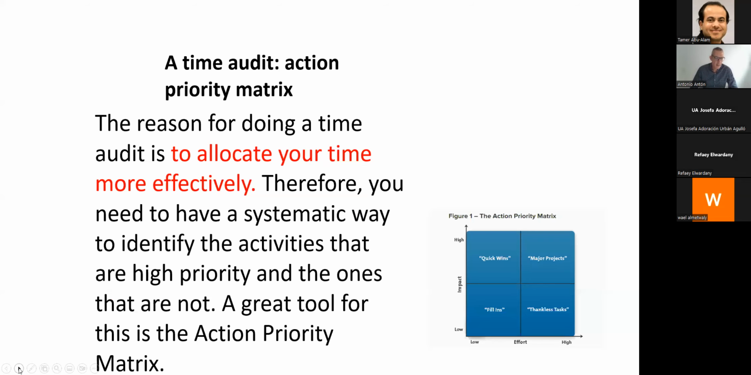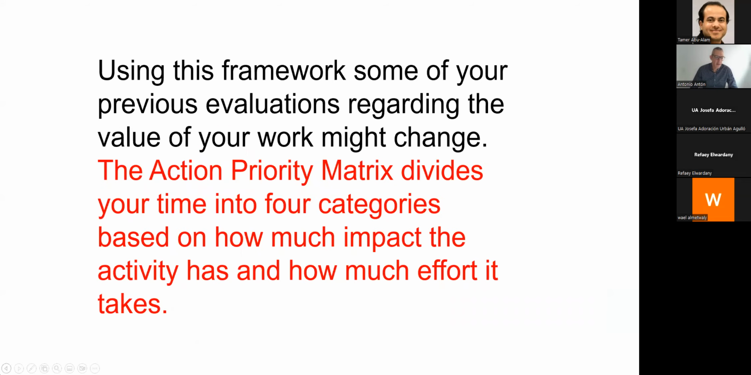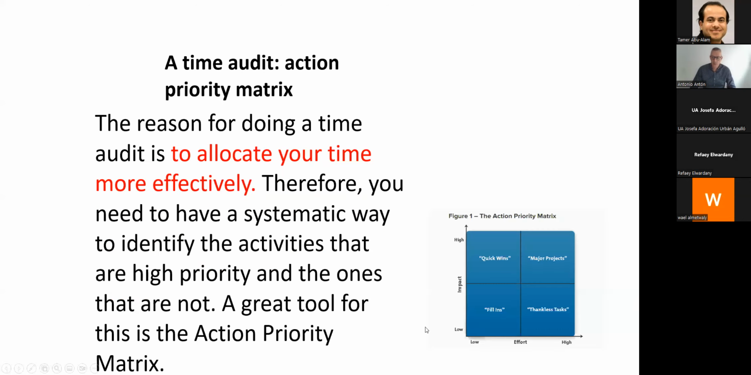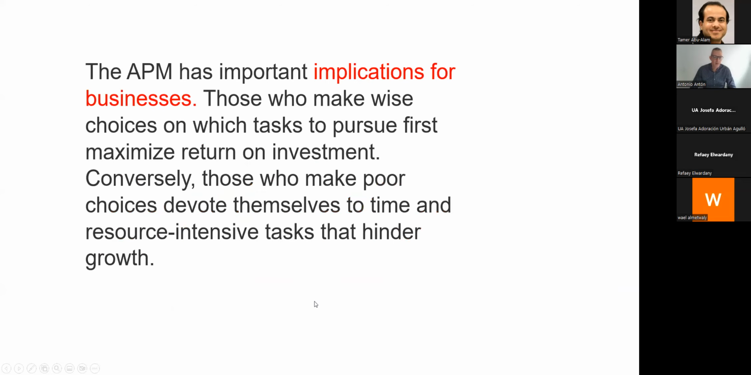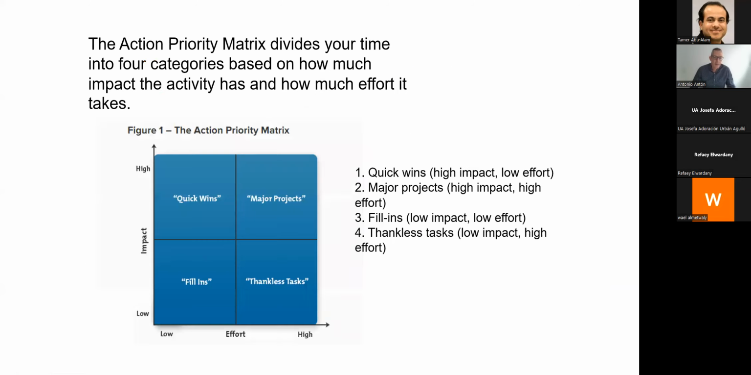So let's start by explaining the matrix. It is divided into 4 categories. That's the idea. What is called quick wins, what is called fill-ins, what is called thankless tasks, and major projects. So you have to do the first exercise for today. Exercise 3 is about, what is your task?